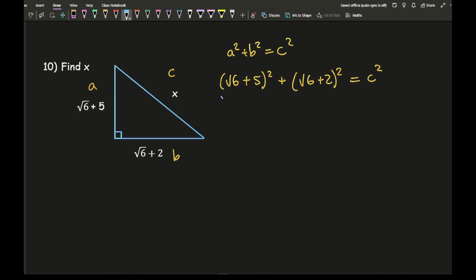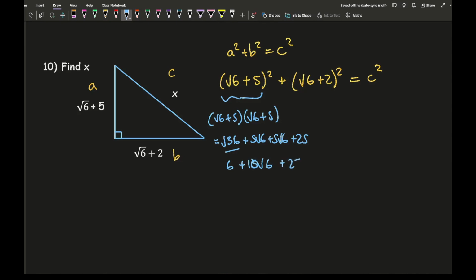Now with this, if I just do this in blue, that's going to be root 6 plus 5 times root 6 plus 5, and that's going to give me root 36 plus 5 root 6 plus 5 root 6 plus 25. Simplifying this, it then becomes 6 plus 10 root 6 plus 25, giving me 31 plus 10 root 6. Then looking at this, we've got root 6 plus 2 times root 6 plus 2.